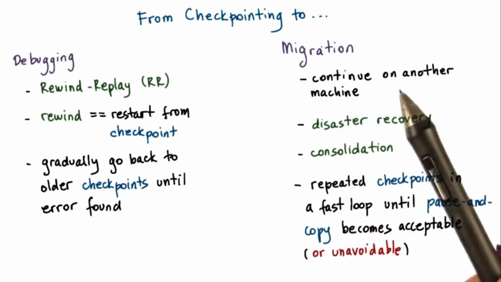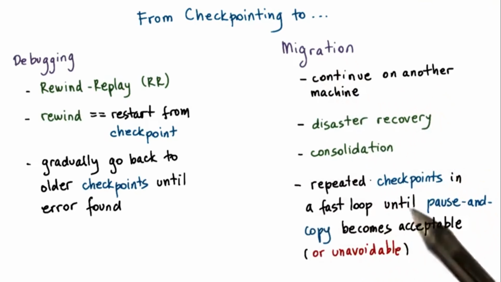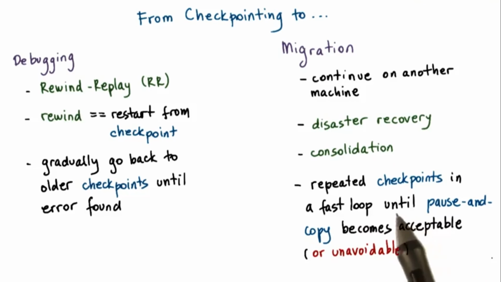One way in which migration can be implemented is as if we're performing repeated checkpoints in a fast loop until ultimately there is so little dirtied state from the process that something like the pause and copy approach becomes acceptable. Or maybe at that point we simply don't have another choice. The process keeps dirtying enough pages that we have to stop it in order to copy the remaining content.